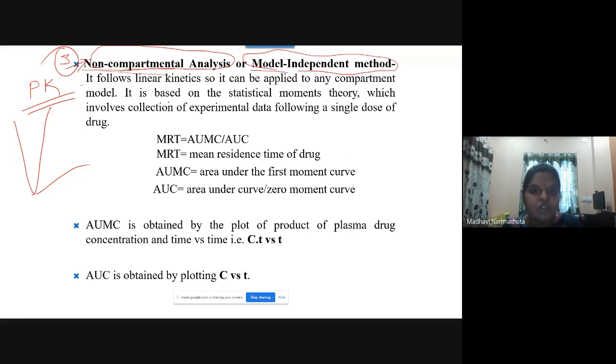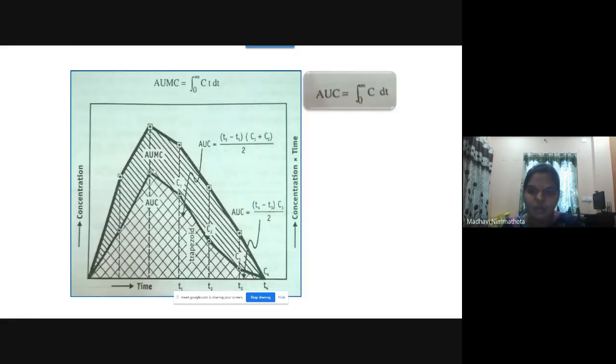It is based on the statistical moments theory. This is very, very important. And one more important thing: this statistical moment theory is also present in unit number 7. In that unit I will clearly explain the statistical moment theory, which involves the collection of experimental data following a single dose of the drug. First, I will show you the graph, then I will tell you what it is.